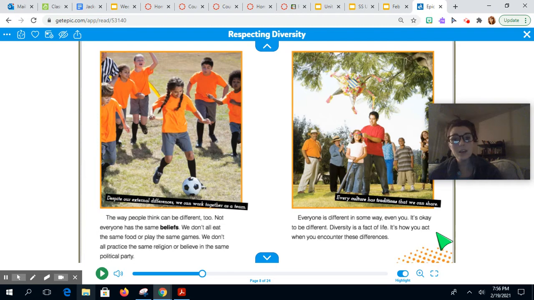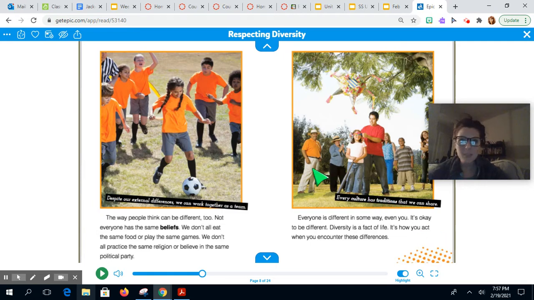The way people think can be different too. Not everyone has the same beliefs. We don't all eat the same food or play the same games. We don't all practice the same religion or believe in the same political party. Everyone is different in some way, even you. It's okay to be different. Diversity is a fact of life. It's how you act when you encounter these differences. That's really what matters.